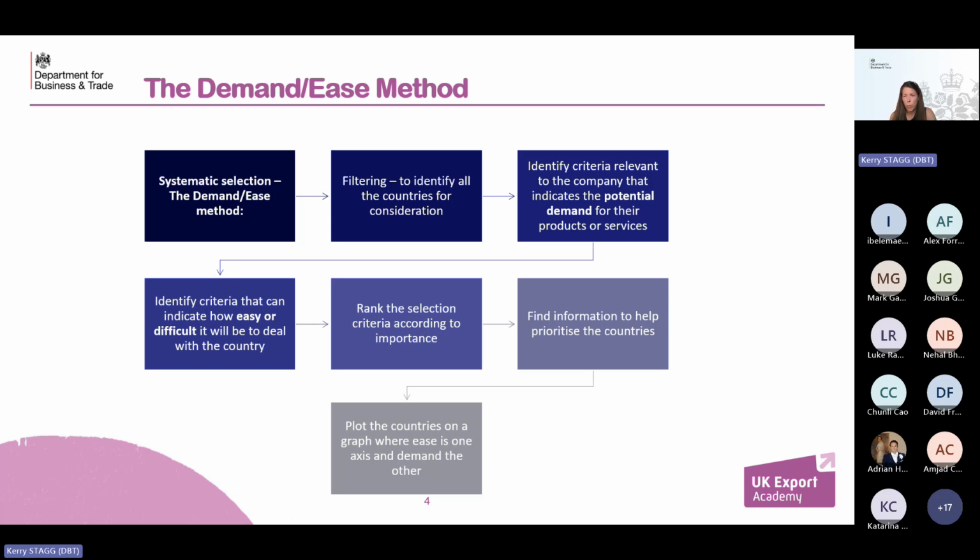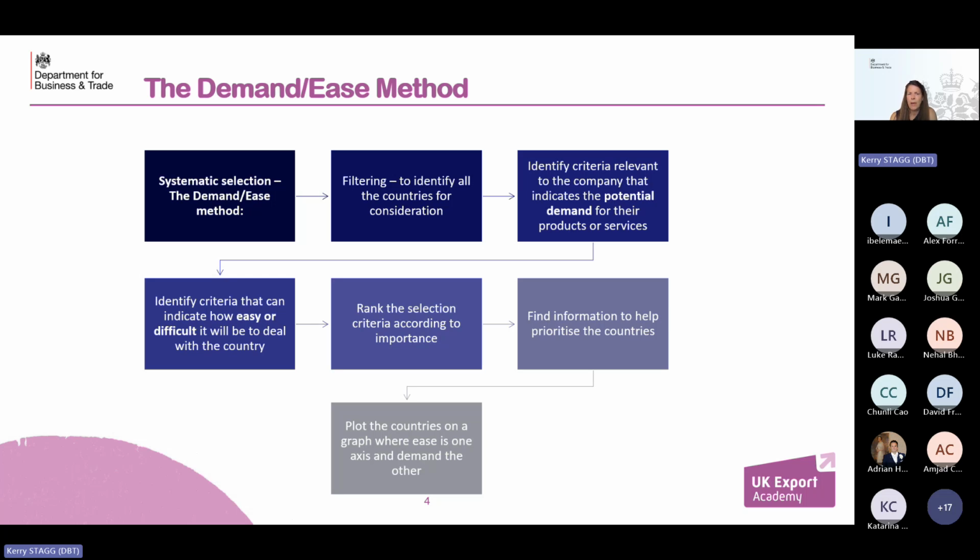We then think about what would indicate ease of doing business. So this might be to do with language, it might be distance in terms of shipping costs, it might be around logistics, tariffs, all of those practical things. Or it can encompass cultural aspects as well. So is that country going to be the right kind of country culturally for your products or services, or indeed the way that you do business and the things that you prioritize?